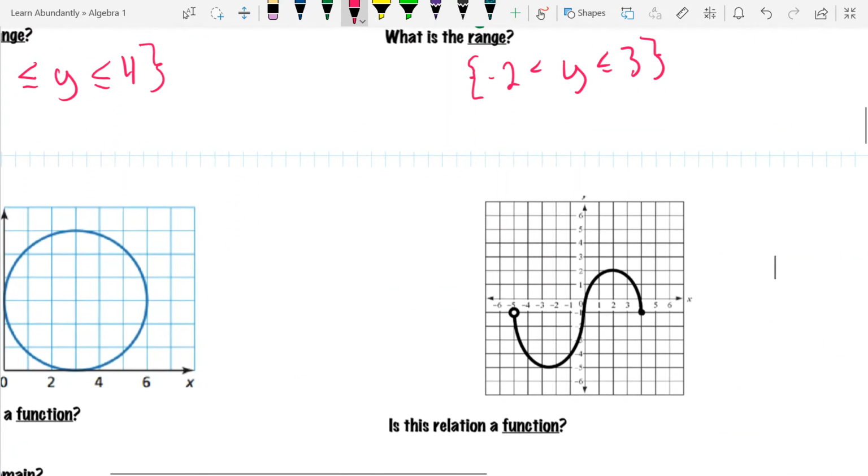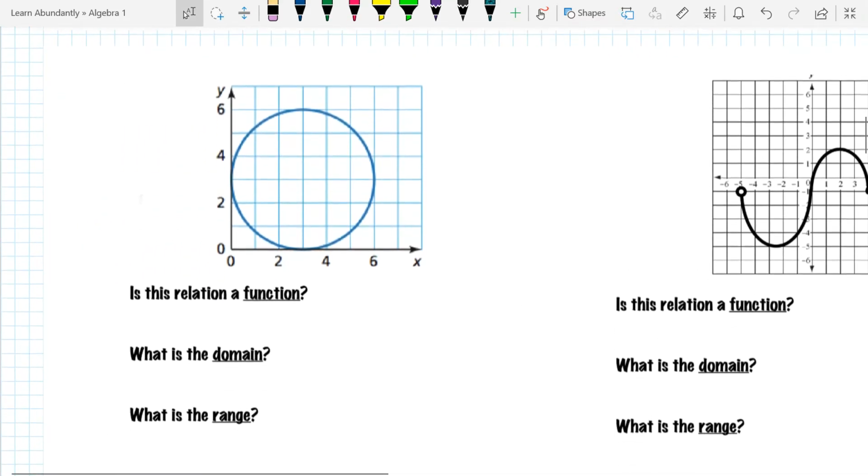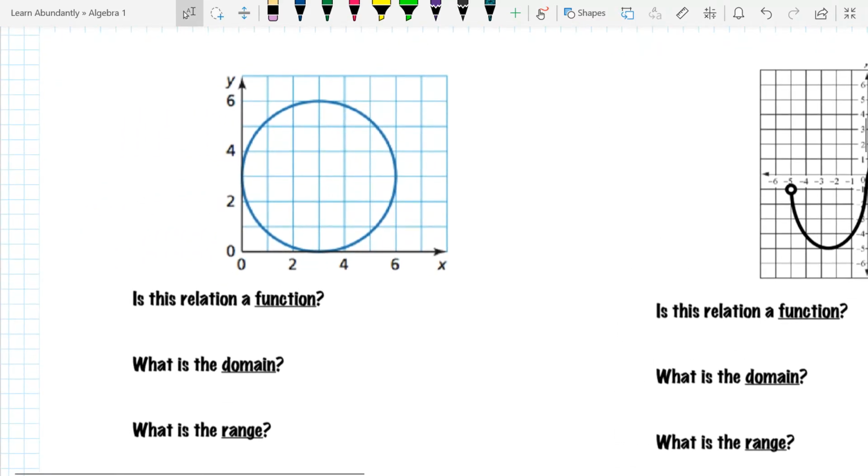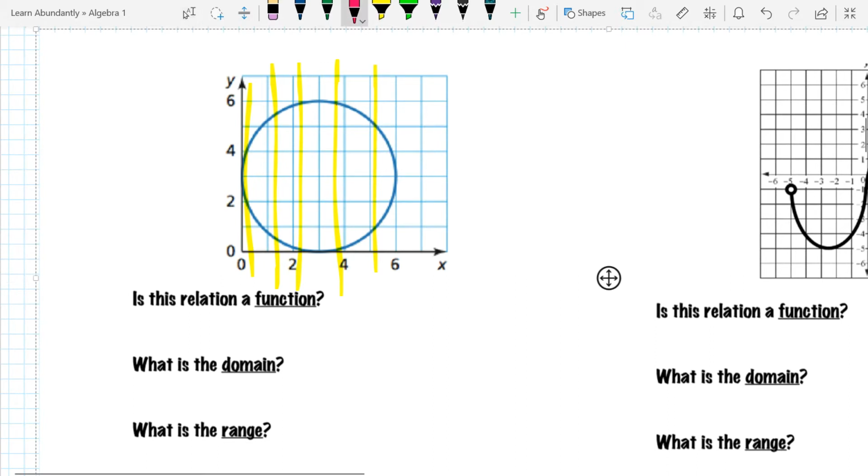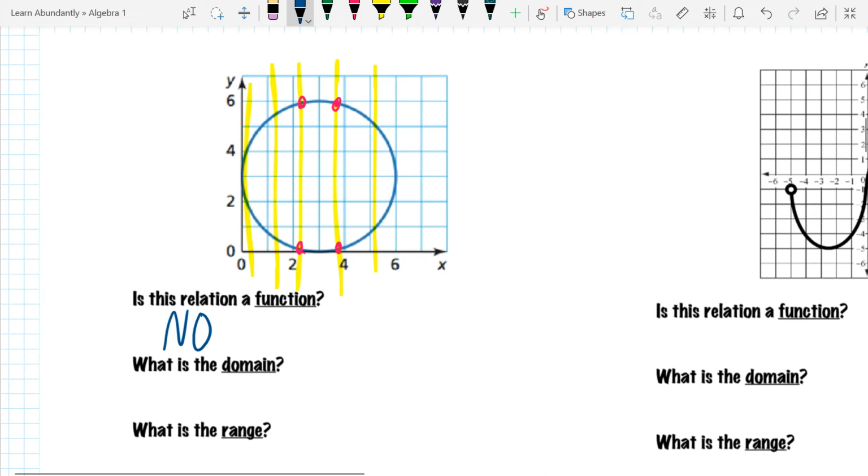A couple more examples for you. Is this relation a function? And if you notice, when I do the vertical line test, several times I hit the graph more than once. So I'm hitting that circle on the top and the bottom. Does this pass the vertical line test? No, it is not a function.